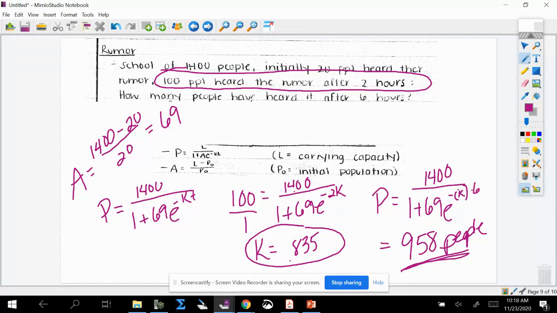So we are still increasing at that point, but we are increasing at a decreasing rate. We would say the graph is concave down after it gets to 700 people because it is increasing at a decreasing rate. So that's how you do the logistic growth.